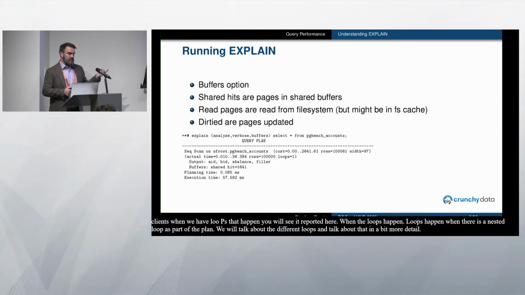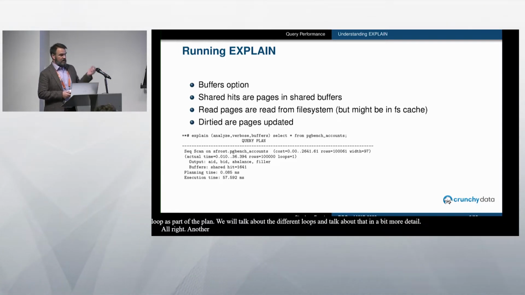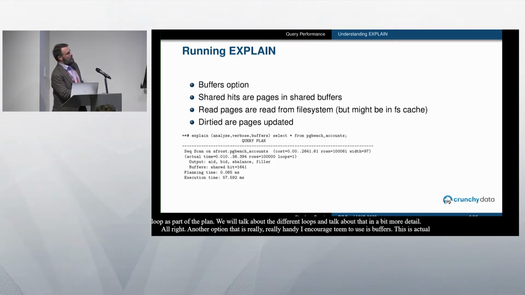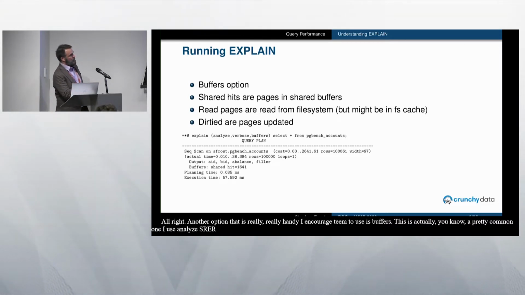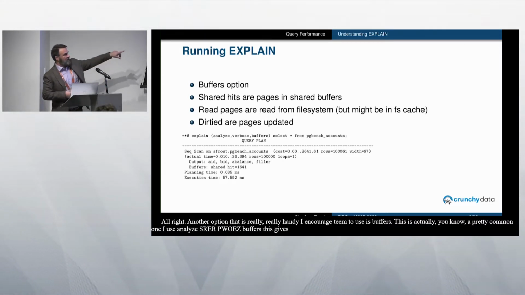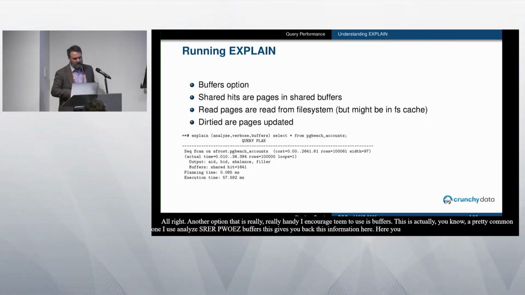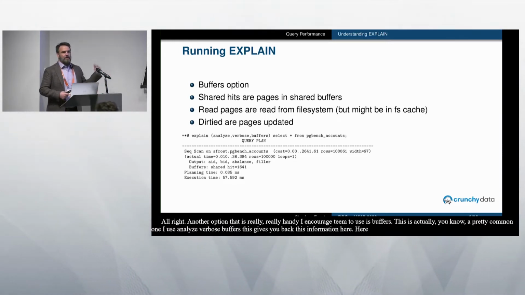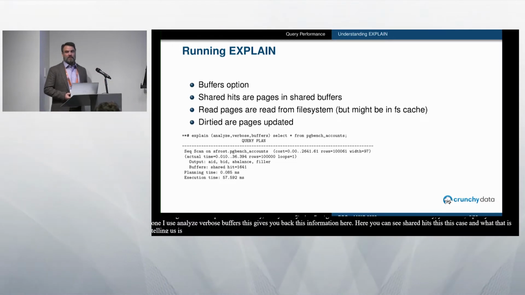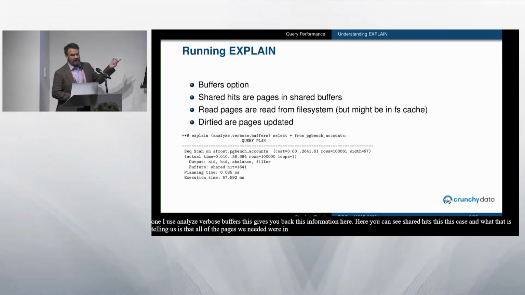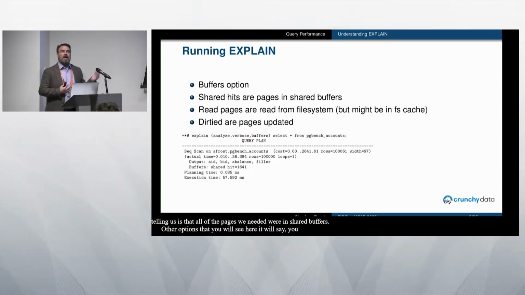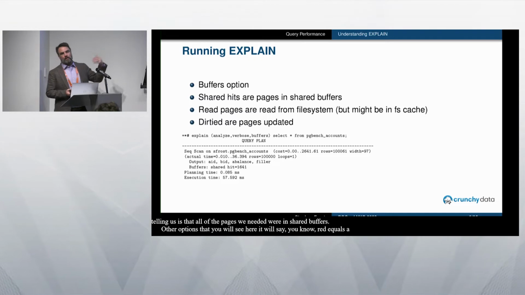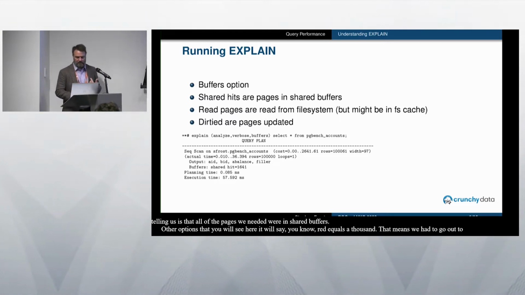All right, another option that is really, really handy that I encourage people to use is buffers. A pretty common one that I use is analyze verbose buffers. So buffers is going to give you back this information here, right? Here you can see shared hits in this particular case. And what that's telling us is that all of the pages that we needed were in shared buffers, right? Other options that you'll see here, it'll say read equals 1,000, right? That means we had to go out to the OS and actually read those pages back from the OS. We had to go ask the kernel for those.